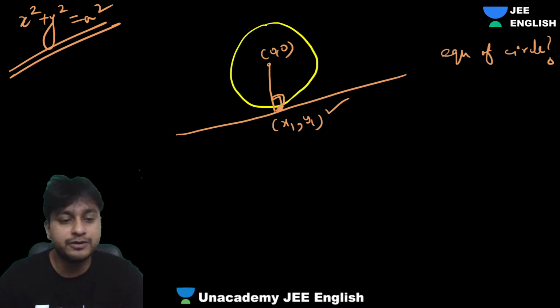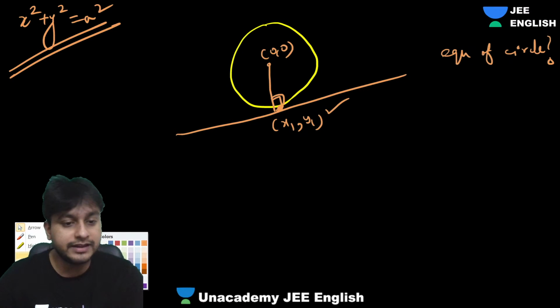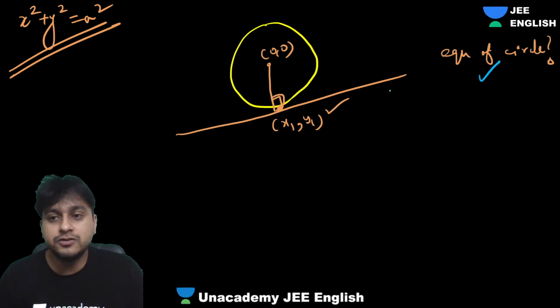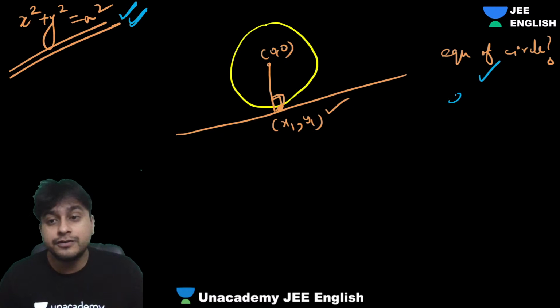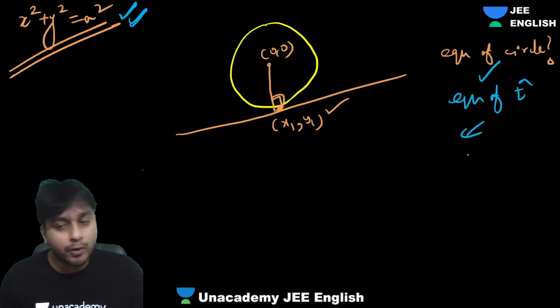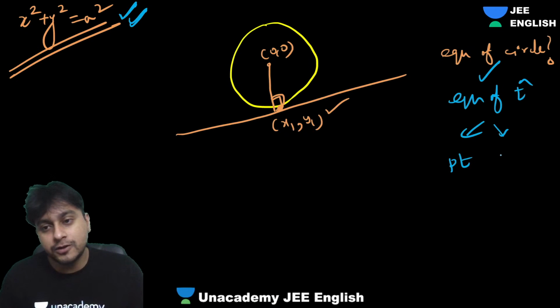They've given us the equation of the circle, right? Yes. Now we need the equation of the tangent. The circle is known because this is given: x square plus y square equals a square. This is already given. Now we need the equation of the tangent. So for the equation of the tangent, what do we need? We need a point and we need its slope.